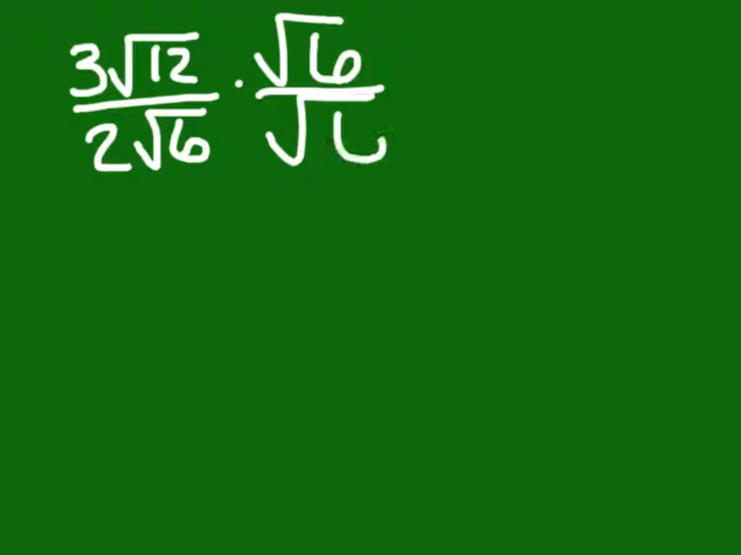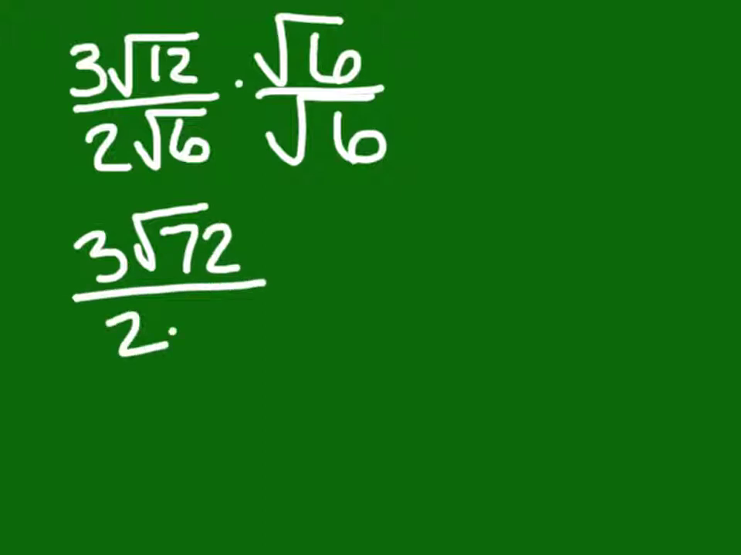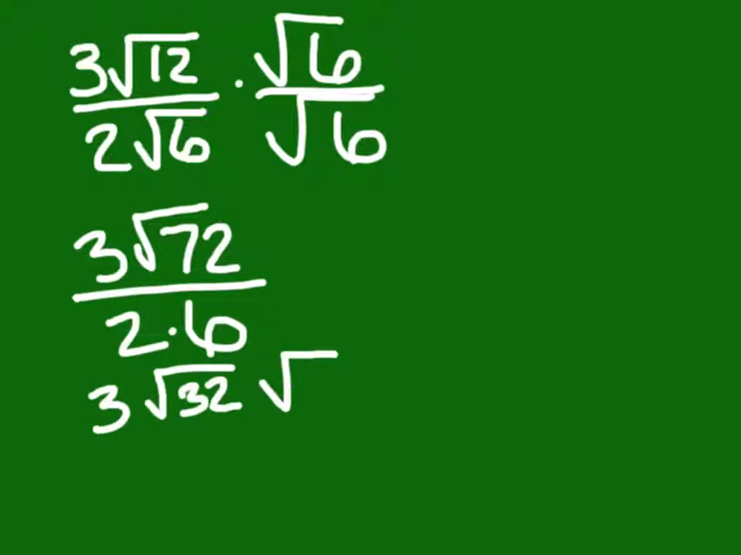So for the first step for this one, again, we multiply by radical 6 over radical 6. So this becomes 3 radical 72 over 2 times the square root of 6 times the square root of 6 is 6. Okay, now the top part does break down. 72 becomes 36 times 2. All over 2 times 6 is 12.